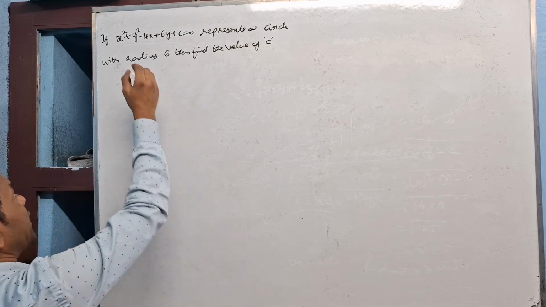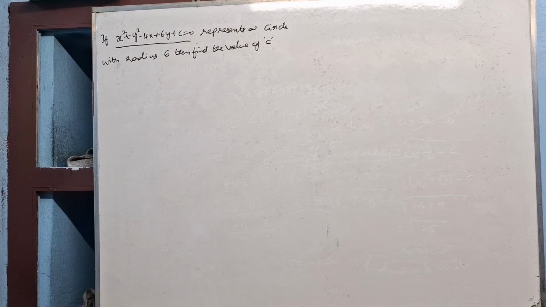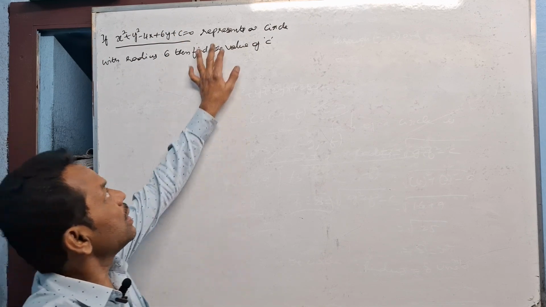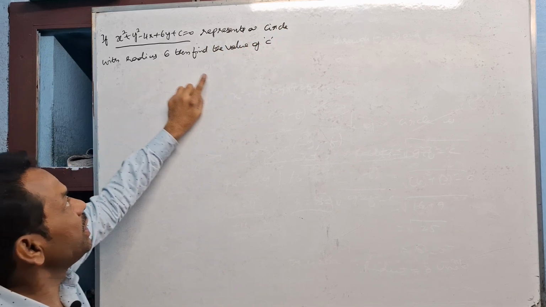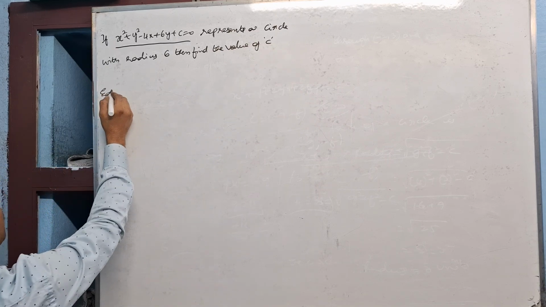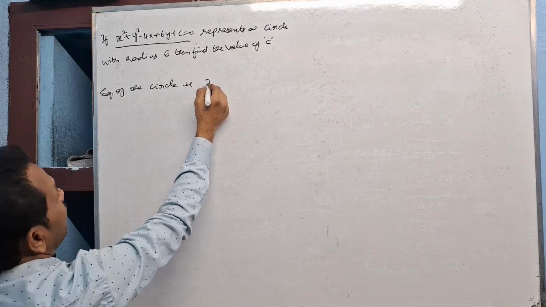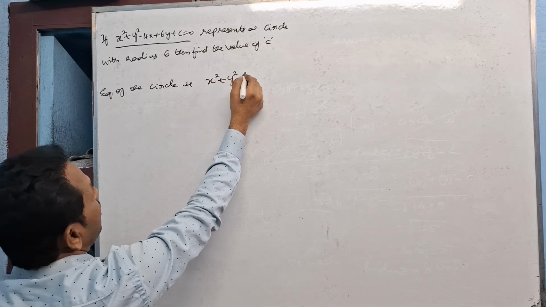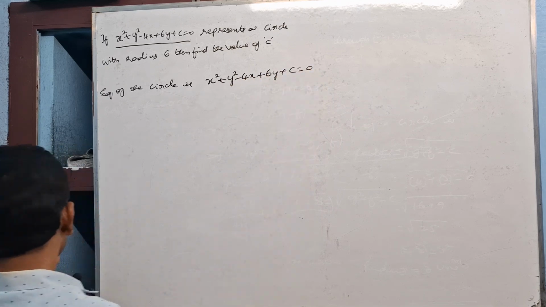Bacho, in this question it is given that x square plus y square minus 4x plus 6y plus c equals 0 represents a circle, and the radius of the circle is given. We need to find the value of c. Here our equation of the circle is x square plus y square minus 4x plus 6y plus c equals 0.